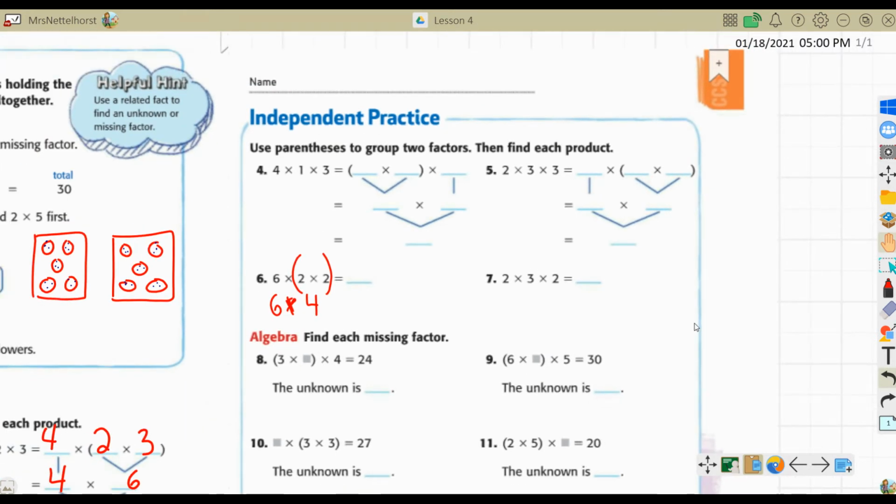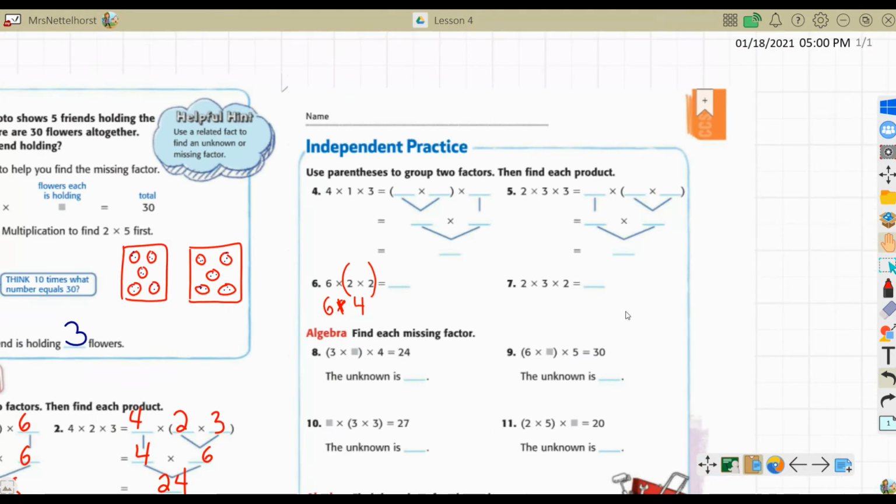So you are going to find the missing factor. You're going to write what the unknown is on the blue line. If you need to write anything else, please feel free to. They didn't really give you room to, so I'm not going to make you do it, but make sure that you put what the unknown is in the blue line.